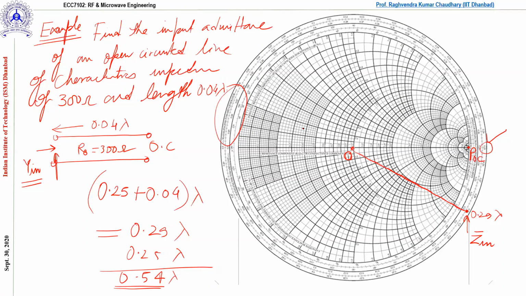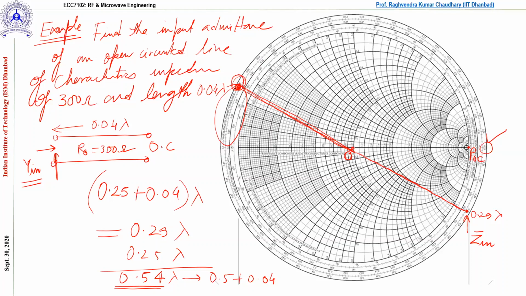Or you can go the opposite way also. Because when you travel, you need to separate it like 0.5 plus 0.04. So 0.04, if you see here, is somewhere here actually. So you just match these things like this. You have to match this. So this is the point.